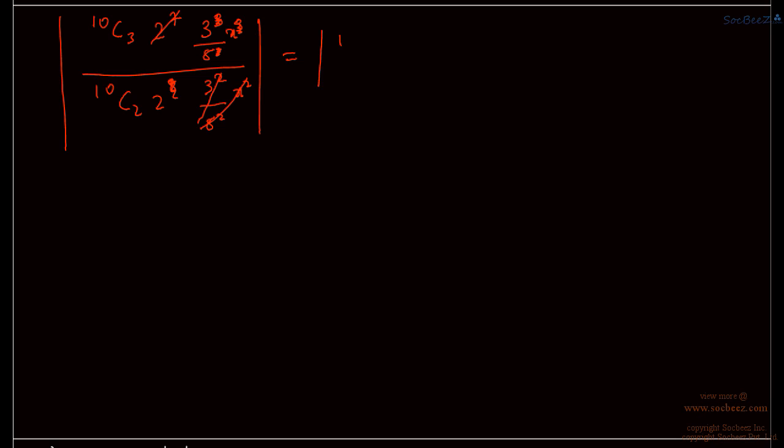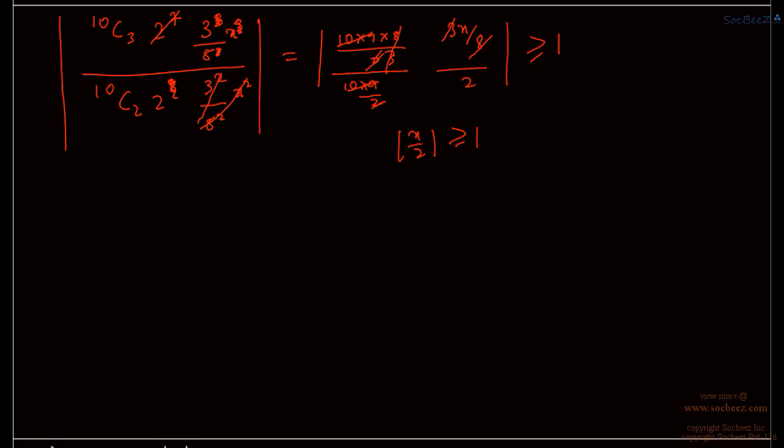Okay, so 10C3 actually is 10 into 9 into 8 by 6, and 10C2 is 10 into 9 by 2. Again 10 9 cancel. 2 cancels with 3 here. What you have is just 8 by 3, and what you have from the numerical part was 3x by 8 divided by 2, right? So this is greater than or equal to 1 actually. So again 8 by 3 here, and we have 3x by 8. So this 8 by 3 cancels with 3 by 8, and you have just x by 2 is greater than or equal to 1. That means mod of x is greater than or equal to 2. Right? So you have found one condition.